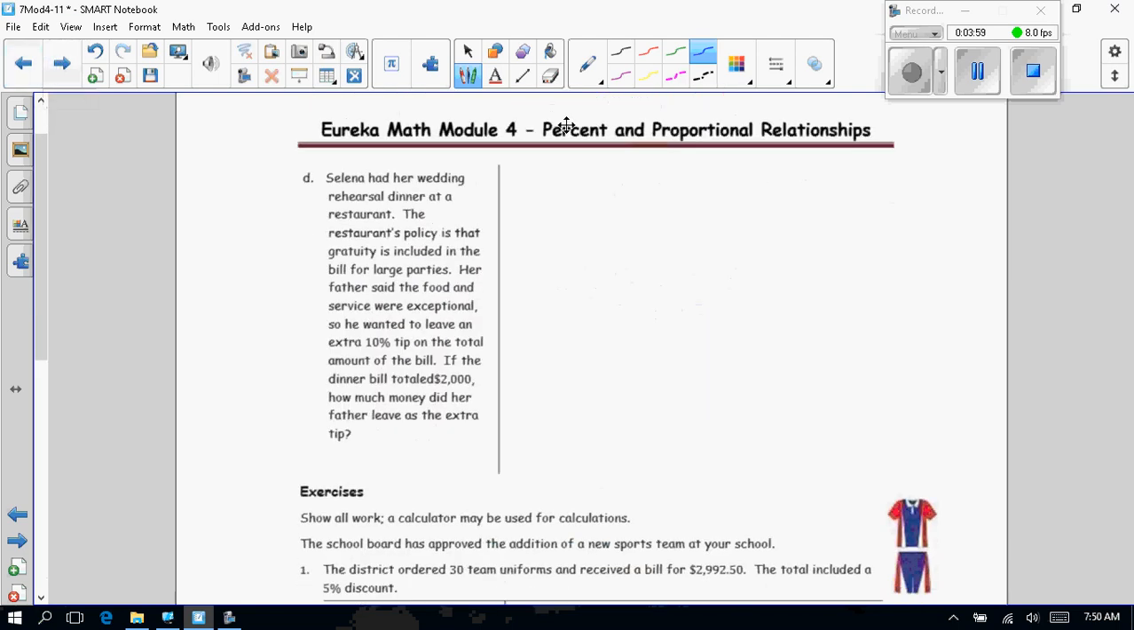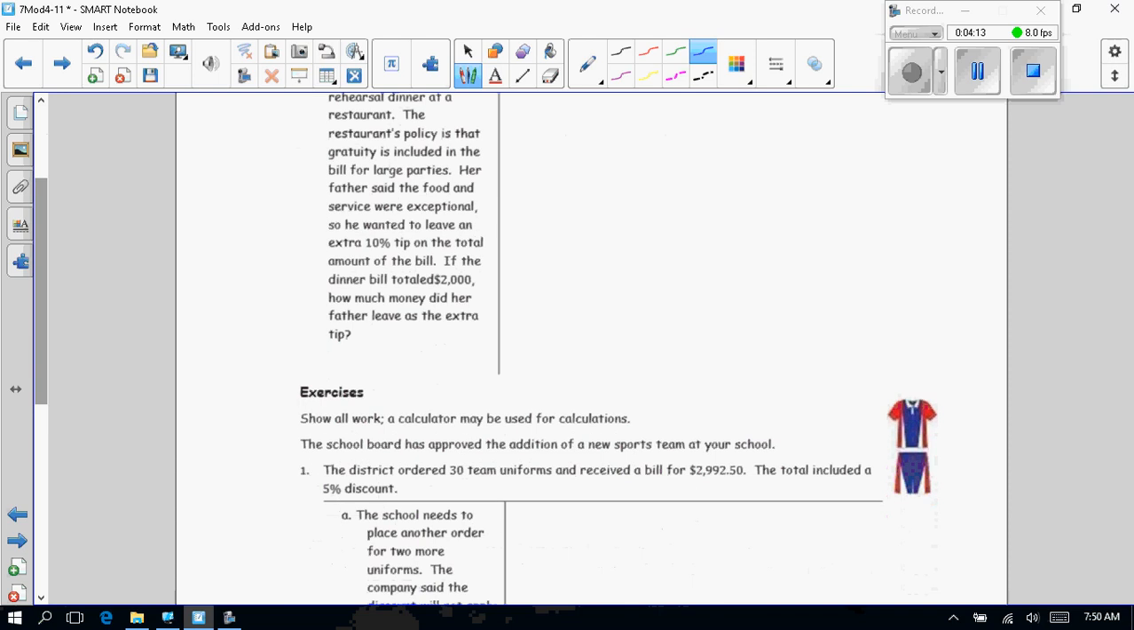All right. Selena had her wedding rehearsal dinner at a restaurant. The restaurant policy is that gratuity, like the tip, is added in the bill for large parties. Her father said the food and service was exceptional, so he wanted to leave an extra 10% tip on the total amount of the bill. If the dinner bill cost $2,000, how much did her father leave as an extra tip? All right, so again, we're going to have $2,000, and our tip was 10%, so times 0.10, right, because 2,000 was the total. How much was the tip? Tip was, you guessed it, $200.